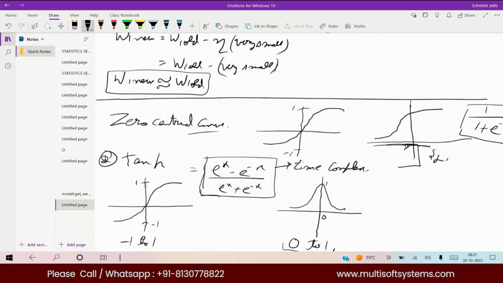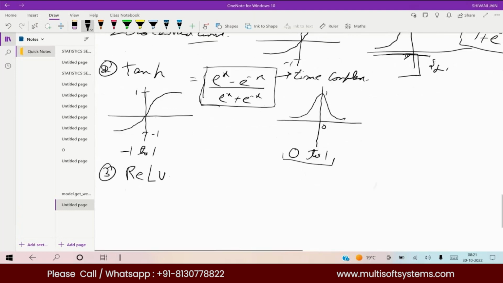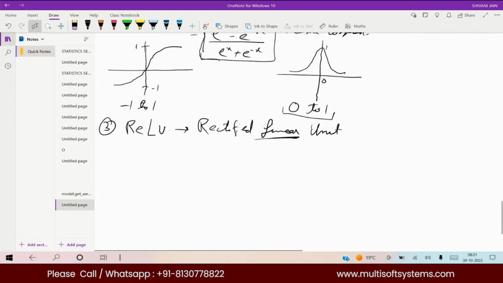So to overcome these problems, they came up with another activation function, which is ReLU, very important. In real time also, you will be using ReLU very frequently, right? The full form is rectified linear unit. Since linear is there, that means it will be related to some straight line, right?